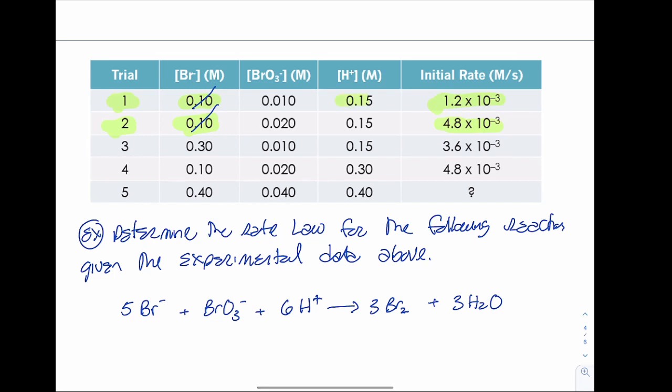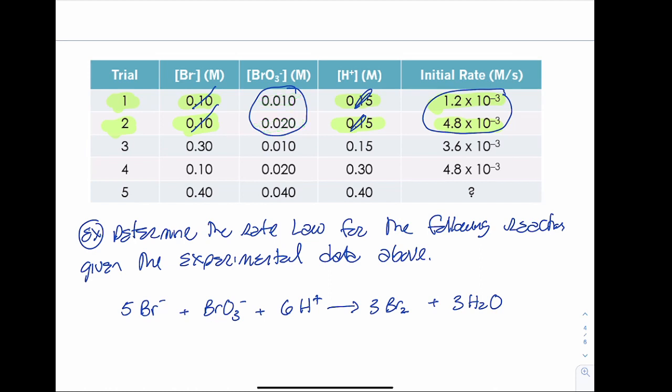If I look at my concentration of hydrogen ions, it's also not changing. Since that's not changing, my change in rate is not due to hydrogen ions because, again, I'm not changing it. The only thing that's changing here is my concentration of bromate, which means my change in rate is due to bromate. So I'm going to use trial 1 and 2 to figure out my order with respect to bromate ions. I doubled the concentration. My concentration went from 0.01 to 0.02, so it was doubled.